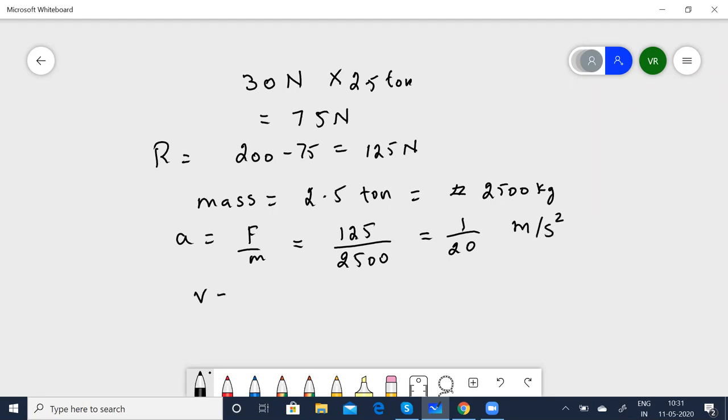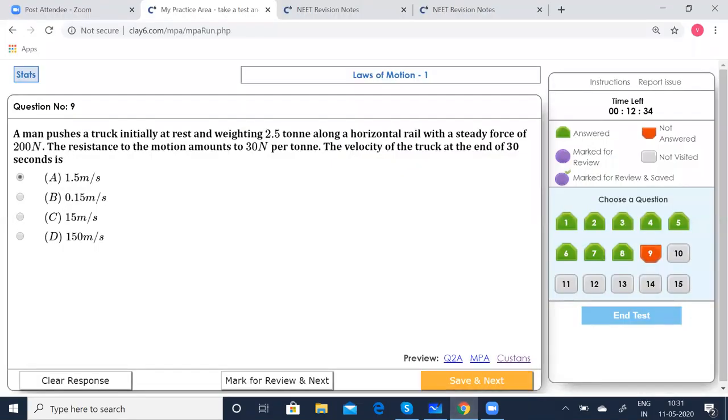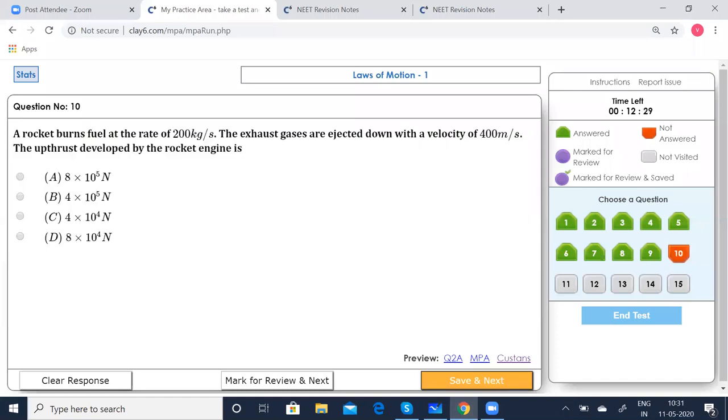Now, you know, V is equal to U plus AT. Now, you know, the object is at rest. So, starting from rest, V is equal to 0 plus, we have calculated A to be 1 by 20 times 30, which is equal to 1.5 meters per second. Let's see which option is correct. 1.5 meters per second. Yes. Save that. Go to the next.